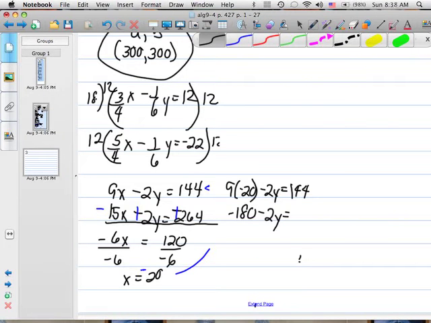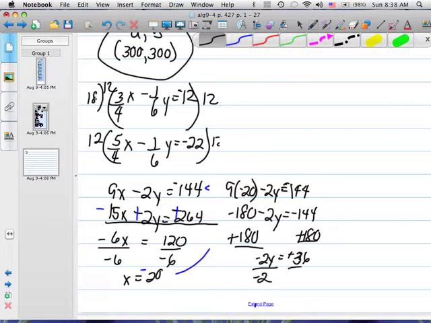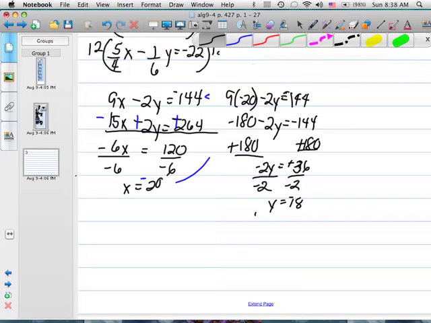This was originally negative. That's my whole problem here. I copied it wrong. So it equals negative 144. So adding 180 to both sides, I get negative 2y equals positive 36. And then divide by negative 2, and I get y equals negative 18. So our ordered pair is x, y, and it's negative 20, negative 18.